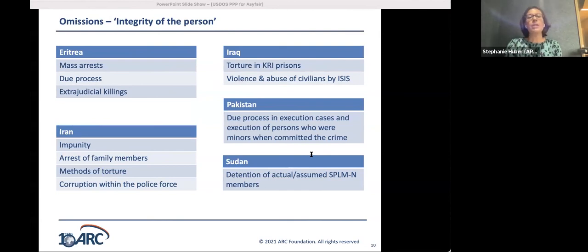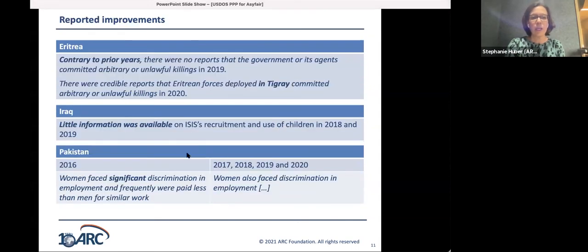So now that we've looked at omissions, I just briefly want to focus on reported improvements in the human rights situation that were observed to be inconsistent with other sources available in the public domain at the time of drafting the US Department of State reports that we came across. So in this particular instance, the 2019 Eritrea report stated, contrary to prior years, there were no reports that the government or its agents committed arbitrary or unlawful killings. And this was, although we found sources continuing to document that arbitrary and extrajudicial killings occurred in 2019.